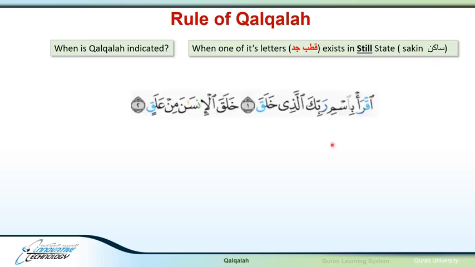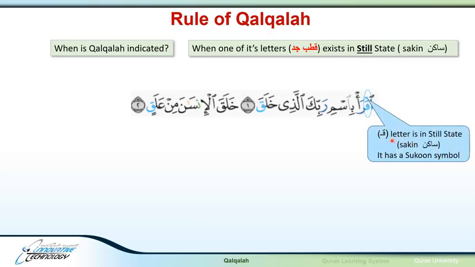Let's take this example. Let's look at this qaf. It is one of the Qalqalah letters. It is the first letter of the قطب جد, and it is in light blue color, and it has a sukoon on top of it. So it's basically this qaf. This qaf letter is in still state. It is sakin and it has a sukoon symbol. So the rule of Qalqalah would apply on it. So we pronounce it strong with vibration. We don't say iqra, we say iqra, iq, and not a simple iq, but iqra.